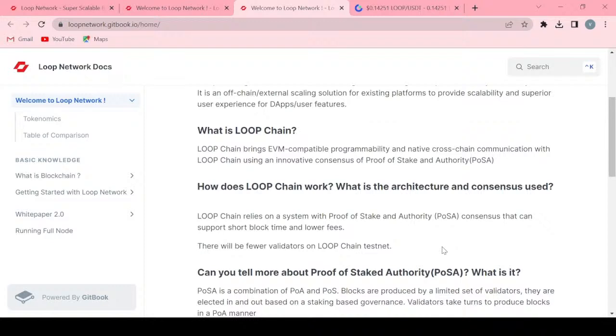So there will be fewer validators on the Loop Chain testnet.